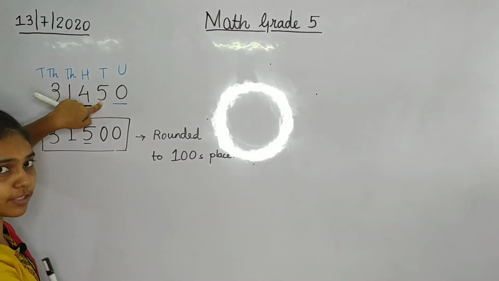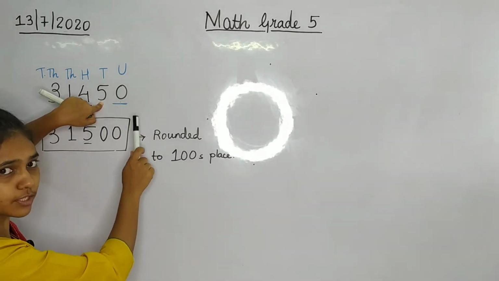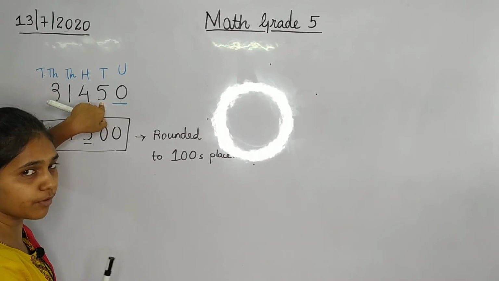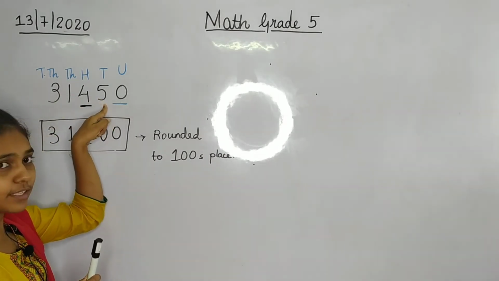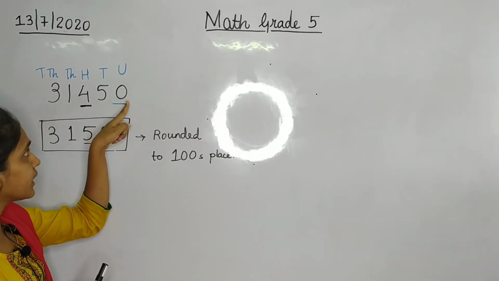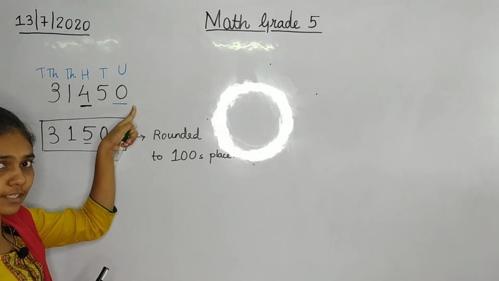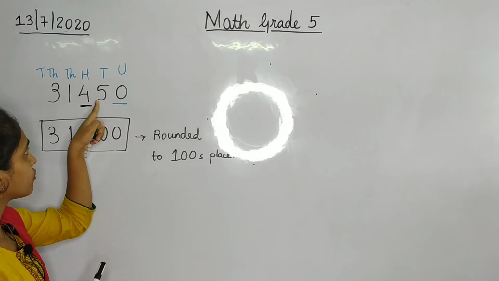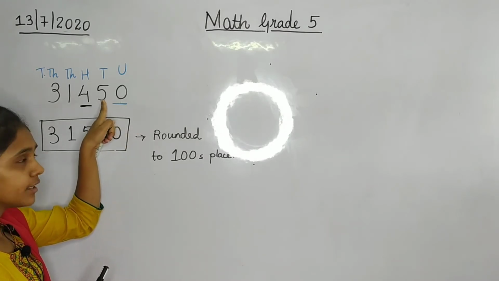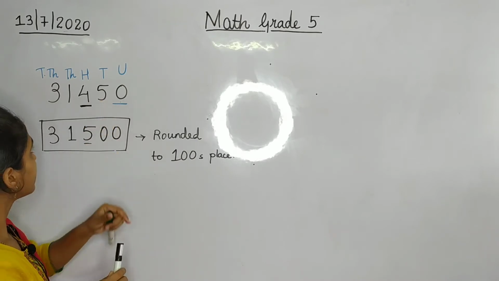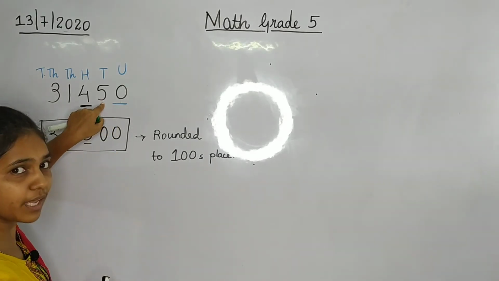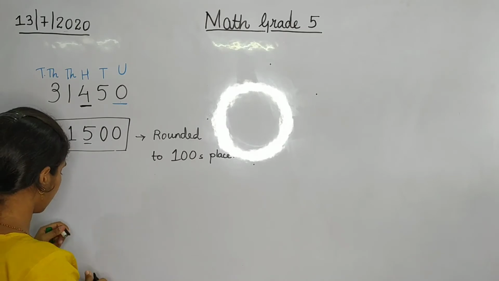The number after 5 is 0. Okay, and 0 is what? 0 is lesser than 5. So do we have to add 1 to this 5? No, because the number after 5 is lesser than 5, right? So we don't have to add 1 to number 5, okay? So this 5 remains the same, as it is.